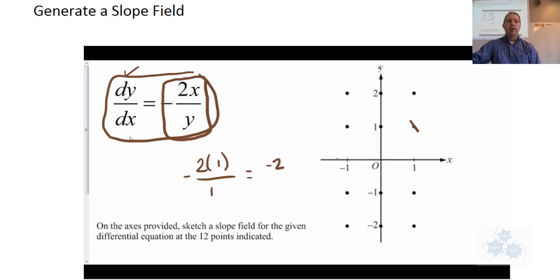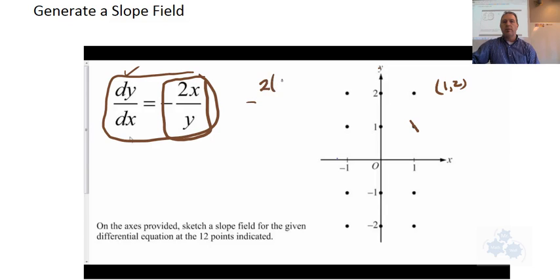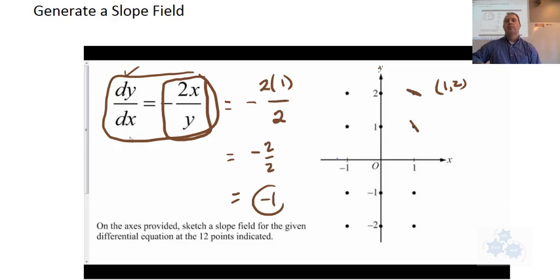All right. So that's that, okay? Now we keep doing that for different points. So let's go to this one up here, okay? So that is 1, 2. And so if we have 1 up here, and we have a 2 in for y, at this point, that's going to be negative 2 over 2. That's going to be a negative 1. So what we need to do there is to draw a slope of negative 1. Okay, everyone see that? All right.